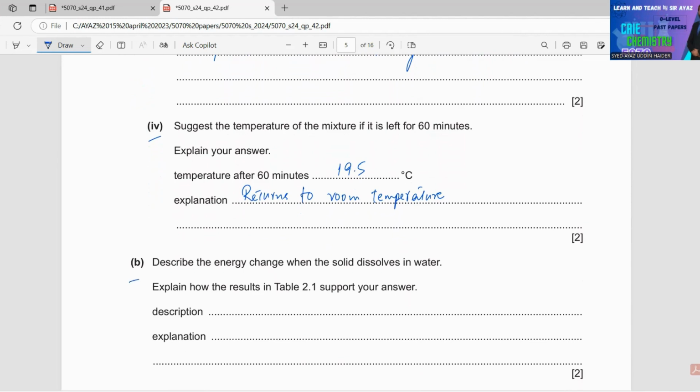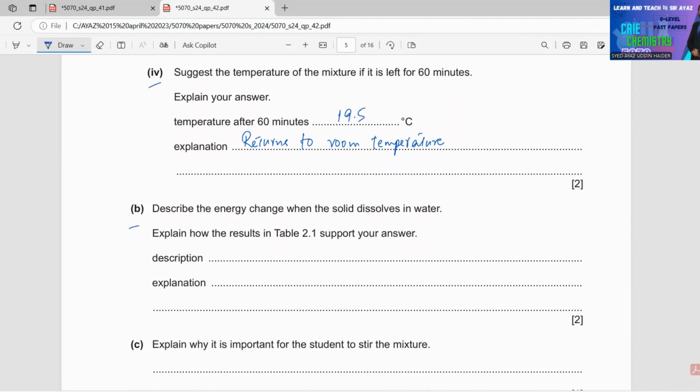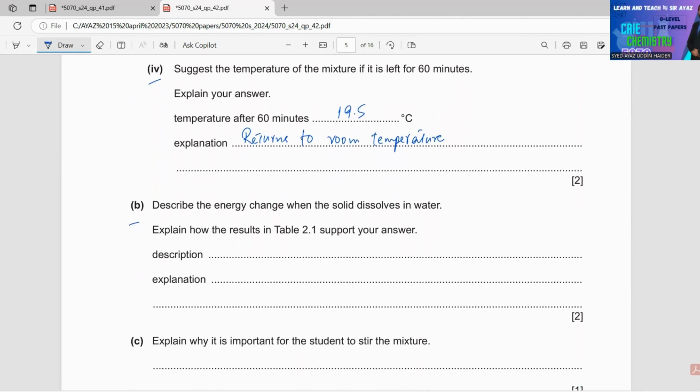B. Describe the energy change when the solid dissolves in water. Explain how the results in table 2.1 support your answer. So if we are dissolving solid in water, what's happening here? So the reaction, it's absorbing energy from the surrounding. Or you can write endothermic. The reason is that temperature is decreasing here.